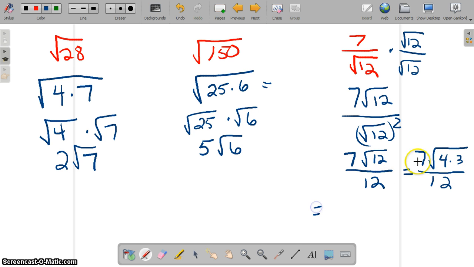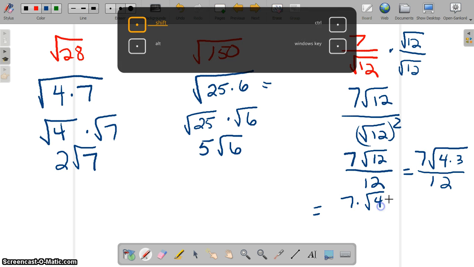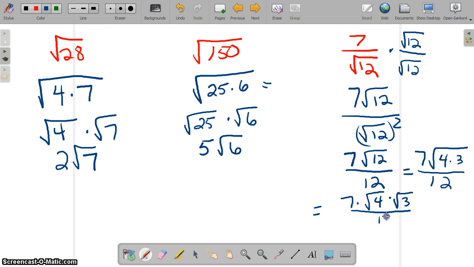I'm going to come over here. So we have 7 times square root of 4 times square root of 3 over 12. One more step. This right here is 2, so I'm going to skip a step. 2 times 7 is 14 times square root of 3 over 12. And we're still not done. We can reduce this. Okay? 2 goes into 14 7 times. 2 goes into 12 6 times, and we've got times radical 3. Ooh, I ran out of space there, but you get the idea, I hope.